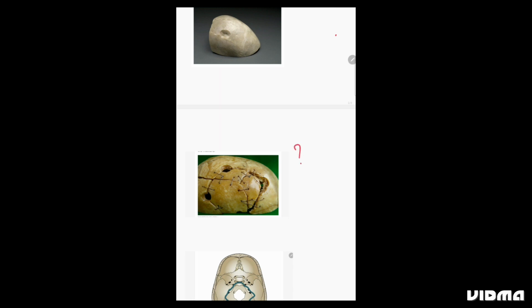Next one, what is this, guys? See, it looks very traumatic. Here this is called a comminuted fracture or the spider web fracture. It looks like a spider web, right? See, why is it called so? Because it gives a stellate appearance. A lot of bone fragments can be seen because of this fracture. All right.